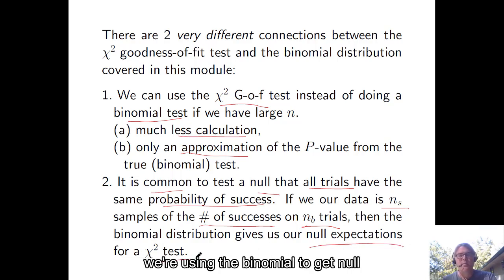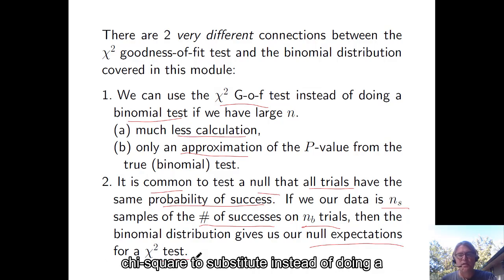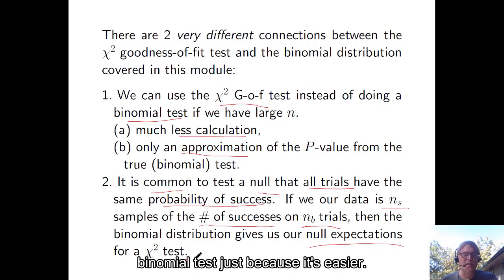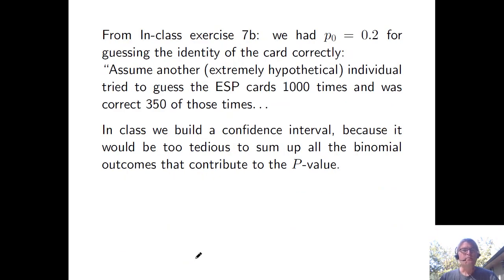And then we get a binomial distribution that gives us the null expectations for the chi-square test. So in one case, we're using the binomial to get null expectations, and in another case, we're using the chi-square to substitute instead of doing a binomial test just because it's easier. All right, so let's just walk through these in turn.